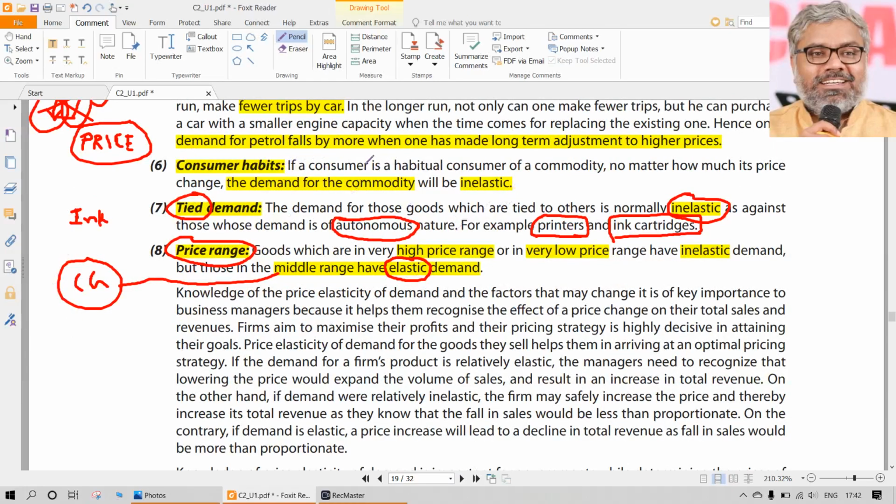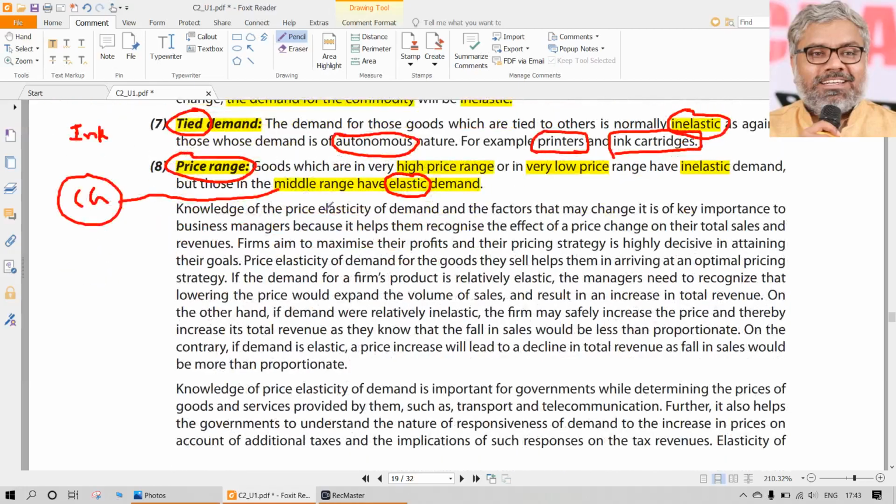So irrespective of the price, the consumer wants to have it. He needs that. If that is the case, then definitely the price elasticity will be very low. Also, you have to check whether the product is having a tied demand or an autonomous demand. If it has a tied demand, then it will be relatively inelastic. If it has autonomous demand, then it will be elastic.